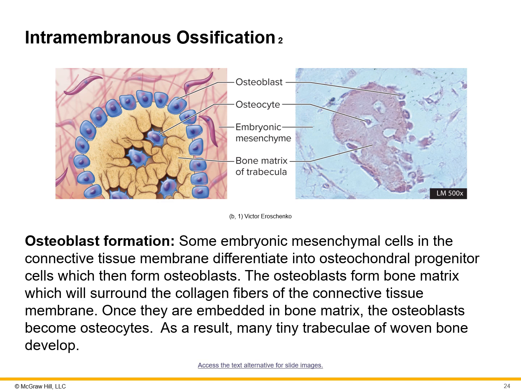Now in this intramembranous ossification, again, the osteoblast formation: some of those embryonic mesenchymal cells differentiate into osteochondral progenitors, and then ultimately give rise to those osteoblasts. Then the osteoblasts form the bone matrix that surrounds those collagen fibers of the connective tissue. Once they're embedded in the bone matrix, the osteoblasts become osteocytes. As a result, we have many trabeculae of woven bone that get developed.